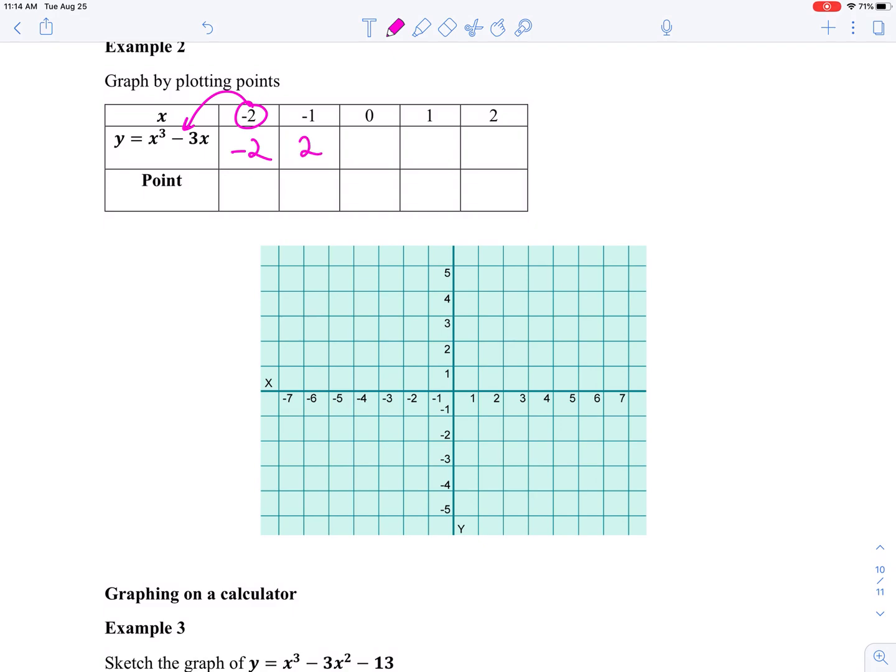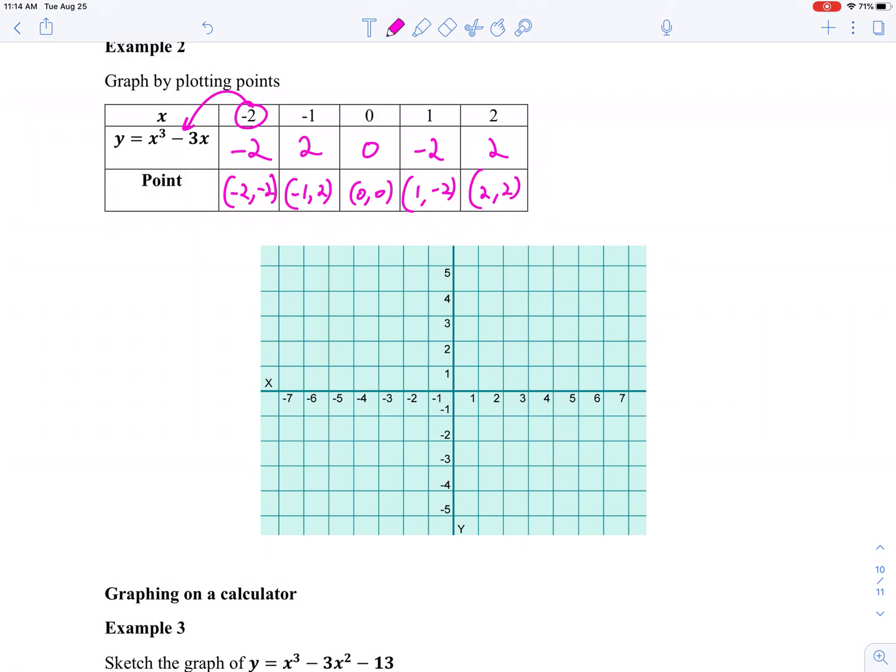Take the 0, plug in, that one's easy, right? There's x's everywhere, so plug in a 0, we get a 0. If you plug in a 1, you get a -2. And if we plug in a 2, we get a 2. Okay, so again, I'm taking those x values at the top there, plugging them into the equation, and getting the y values. So now we create these pairs, these points, these coordinate pairs: -2, -2, -1, 2, 0, 0, 1, -2, and 2, 2.